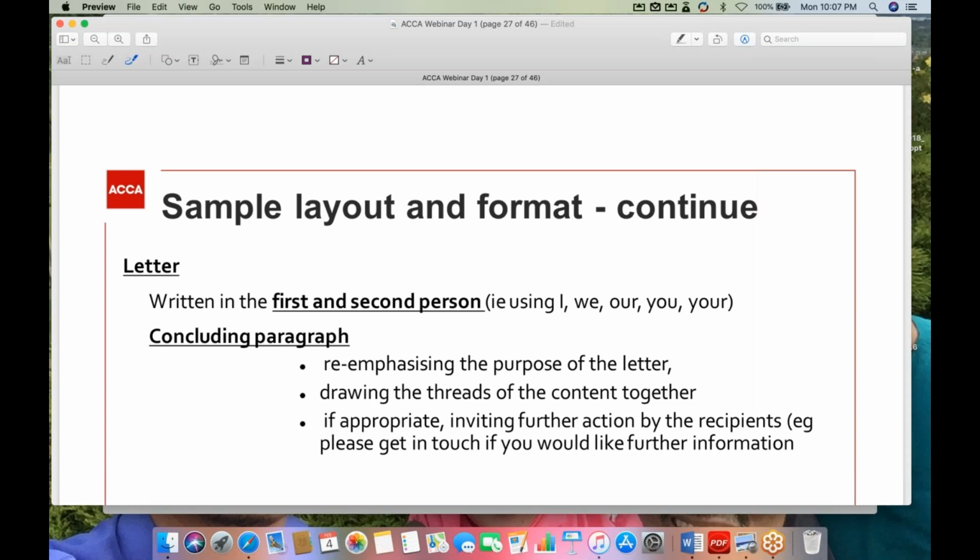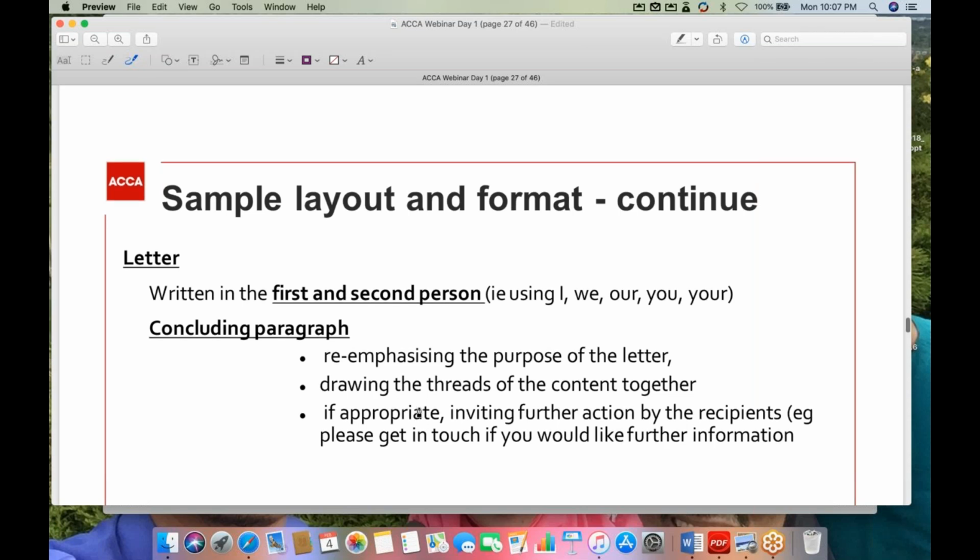All right. Then you will have a concluding paragraph. What you have inside your concluding paragraph will be re-emphasizing the purpose of the letter, drawing the threads of the content together. That means putting all the things that you have mentioned together. It's like concluding it, summarizing it.